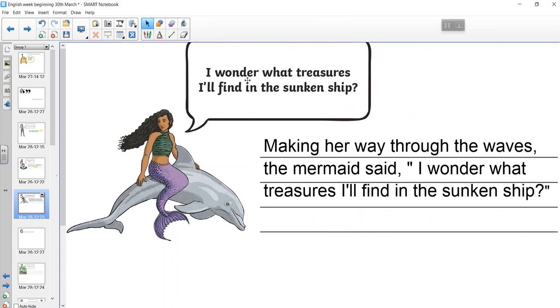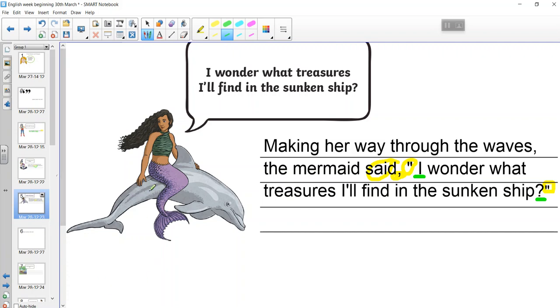I've got my fronted adverbial here, making her way through the waves, fronted adverbial of action, the mermaid, and here is my verb, said, the mermaid said, and then I'm introducing the dialogue, direct speech, with a comma. And then I have got my inverted comma to open the dialogue and my inverted comma to close it. And within there, there's a full sentence which starts with a capital letter and this time ends with a question mark.